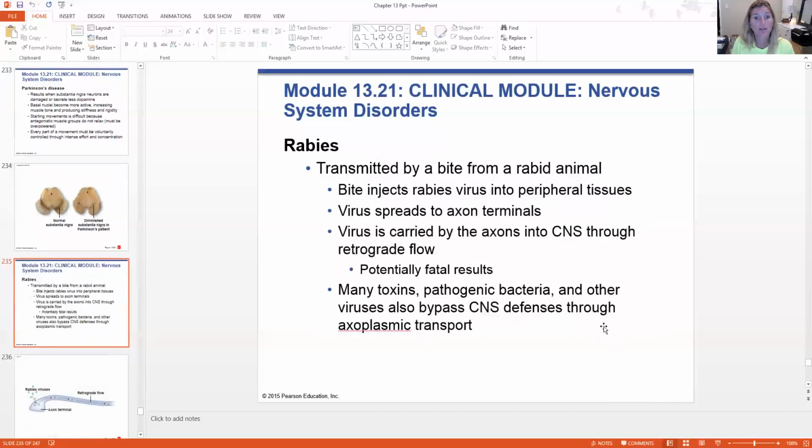Rabies is another one. Rabies is transmitted by a bite of a rabid animal. The bite injects the rabies virus into the peripheral tissues. The virus spreads to the axon terminals, and it's carried by the axons to the central nervous system and can have potentially fatal results. Many toxins, pathogenic bacteria, and other viruses can bypass the central nervous system defense mechanisms through what we call axoplasmic transport, meaning they travel through the nerves themselves instead of through the blood.